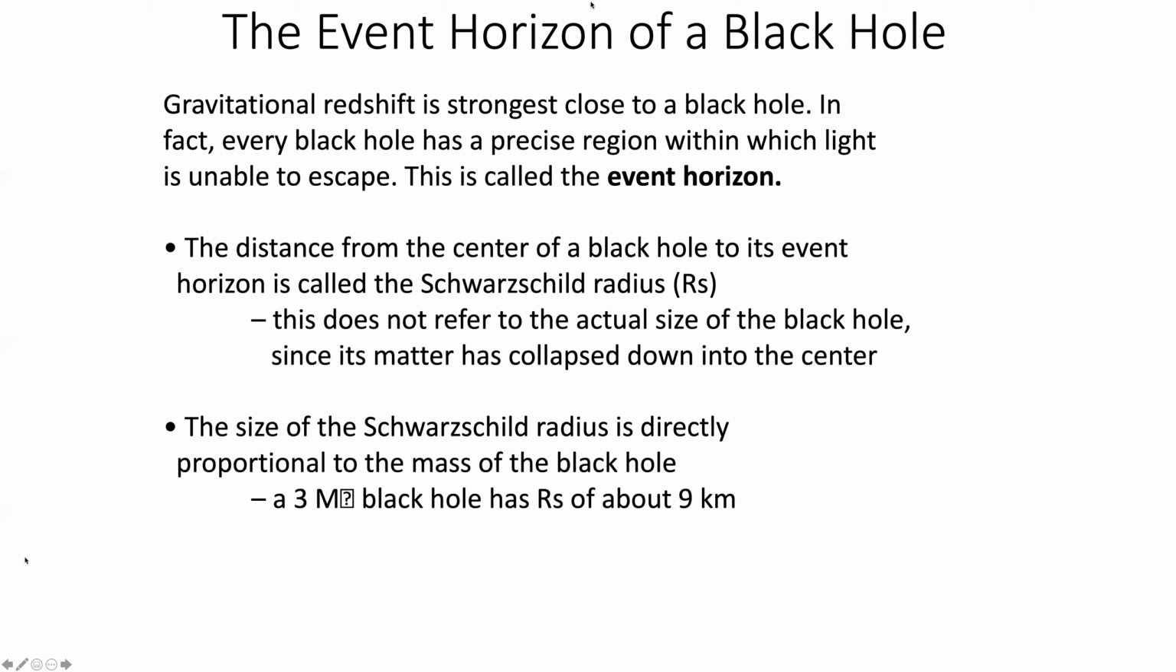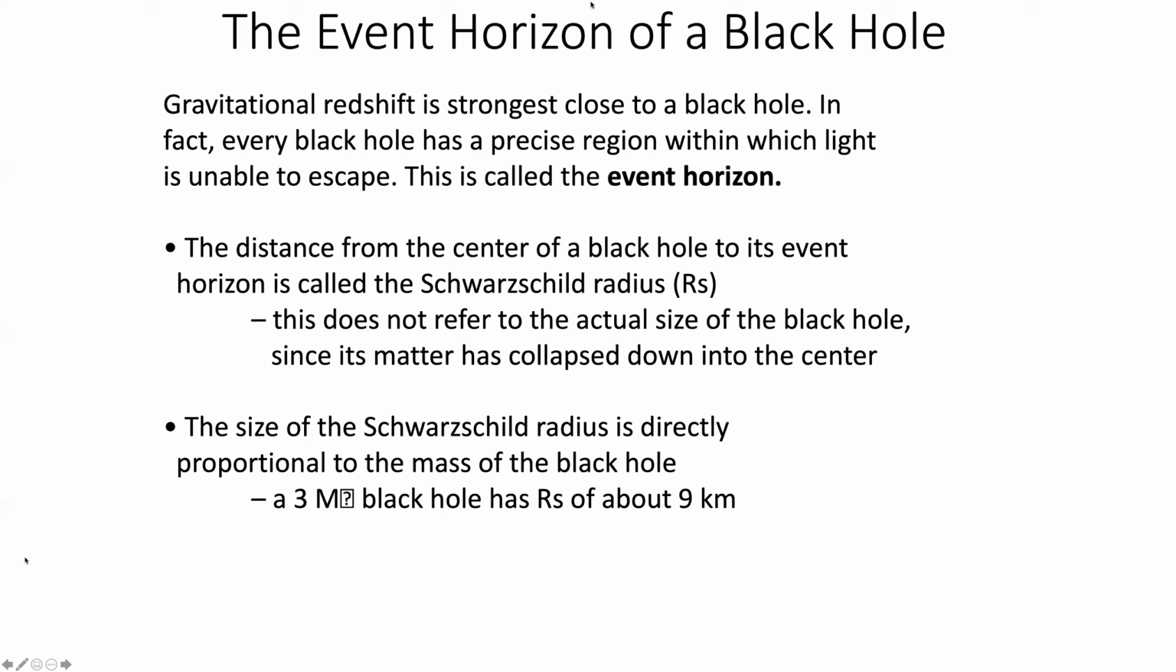you cannot see anything inside the event horizon because light cannot escape from there. So that is the idea. Now, if you need, you can calculate the Schwarzschild radius directly because it is directly proportional to the mass of a black hole. For example, a 3 solar mass black hole has a Schwarzschild radius of about 9 kilometers.